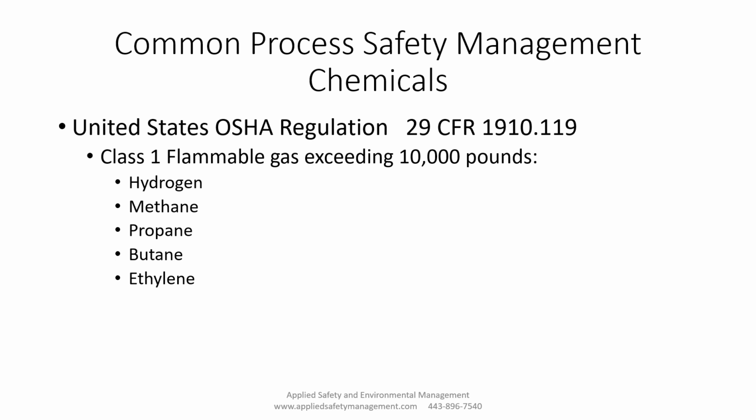So if we sit down and look at a couple of these common ones out there, you have hydrogen, methane, propane, butane, and ethylene. So that's exceeding 10,000 pounds, and that's that catch-all one that's out there. Now, obviously, if you're under 10,000 pounds, you're under that quantity. But if you're over 10,000 pounds, you are in process safety management.